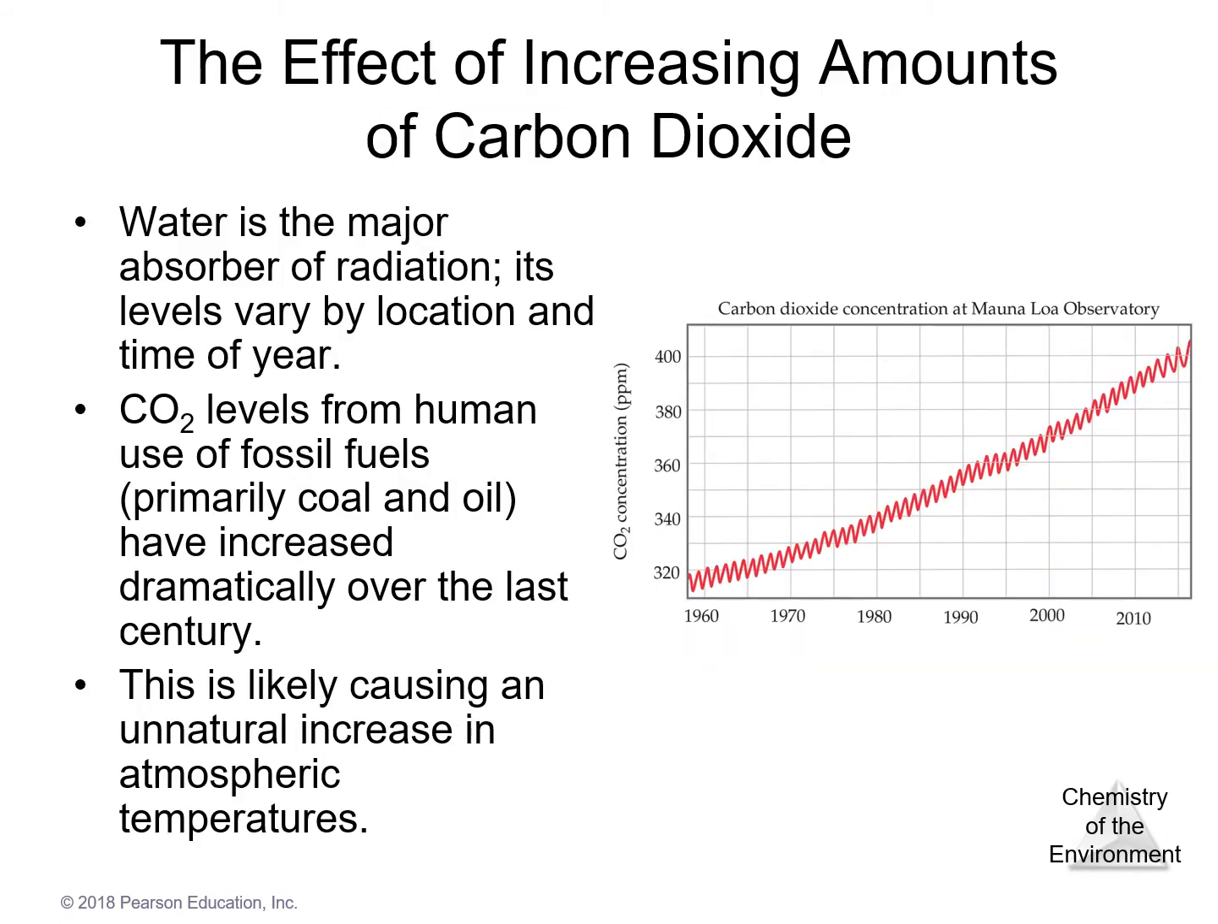Now, there are effects of an increasing amount of carbon dioxide. Water is the major absorber of radiation. Its levels vary by location and time of year. The CO2 levels from human use of fossil fuels, primarily coal and oil, have increased drastically over the last century. This has caused an unnatural increase in atmospheric temperatures.